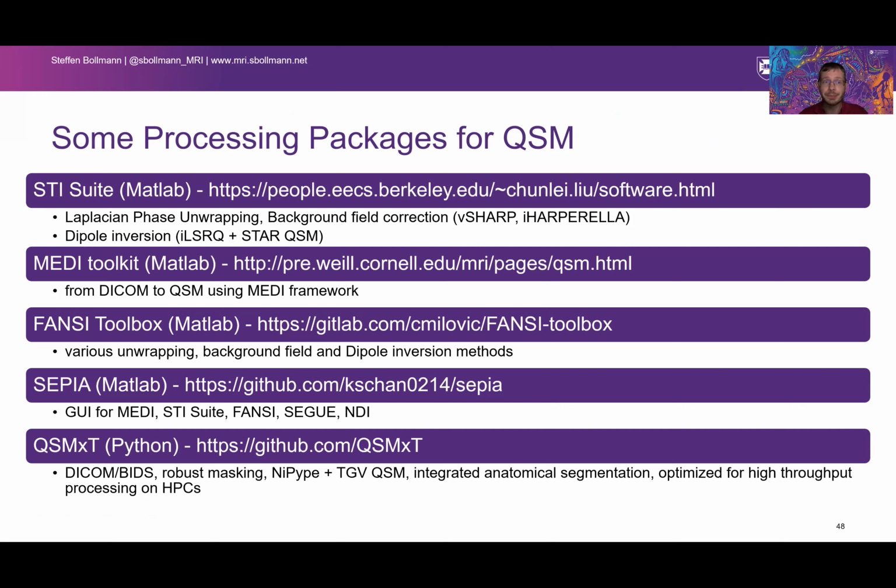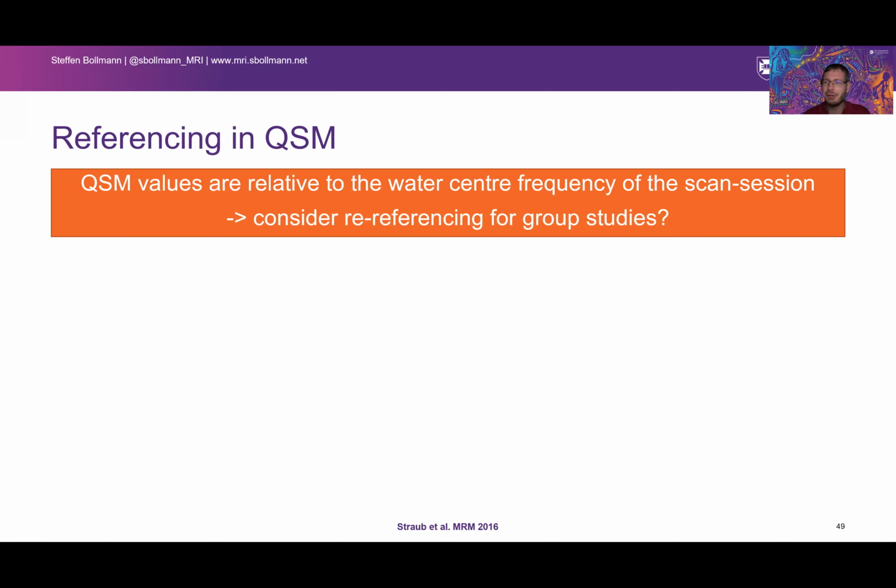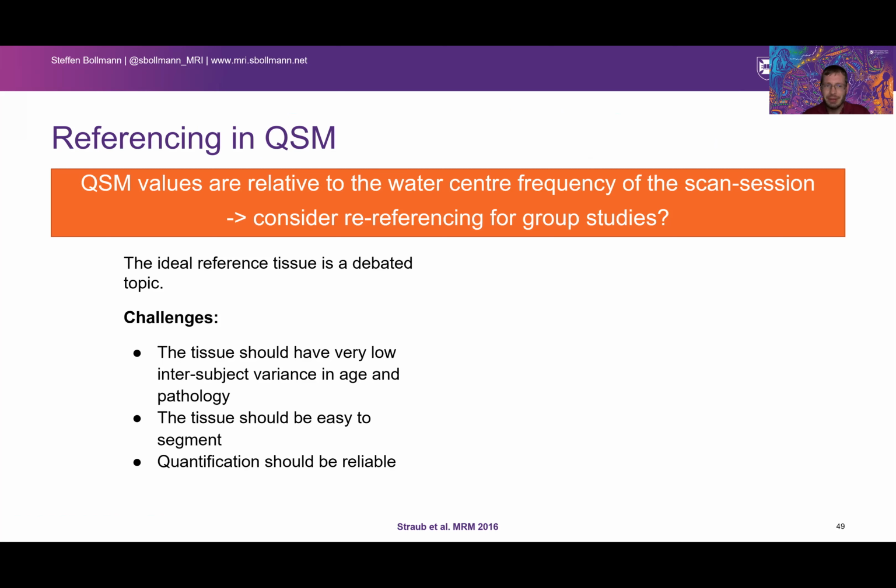QSM values are relative to water, and I already showed this in the earlier slides. But this causes a problem because this central frequency of the scanner depends on the scan session and on the shims and on the settings. So if we do a group study, should we re-reference our data to a common region? However, this is not that easy. The tissue we want to reference to should have a very low intersubject variance in age and pathology, because we don't want to bias our results. The tissue should also be easy to segment, because we want to have a reliable region that we want to reference to. So the quantification should be reliable then.